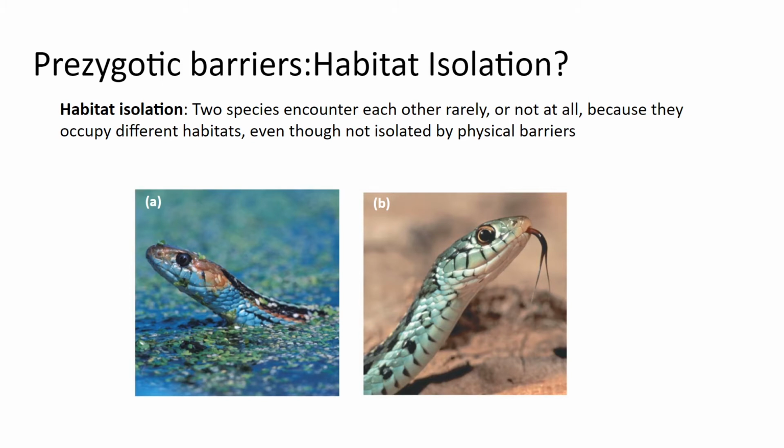Habitat isolation occurs when you have two organisms that do not encounter one another because they have separate habitats they live in. The easiest example to understand would be a fully aquatic snake and a fully terrestrial snake. These two snakes, though they may be able to interbreed, are isolated from one another based on where they live. Thus, they would be separate species because they do not interbreed.